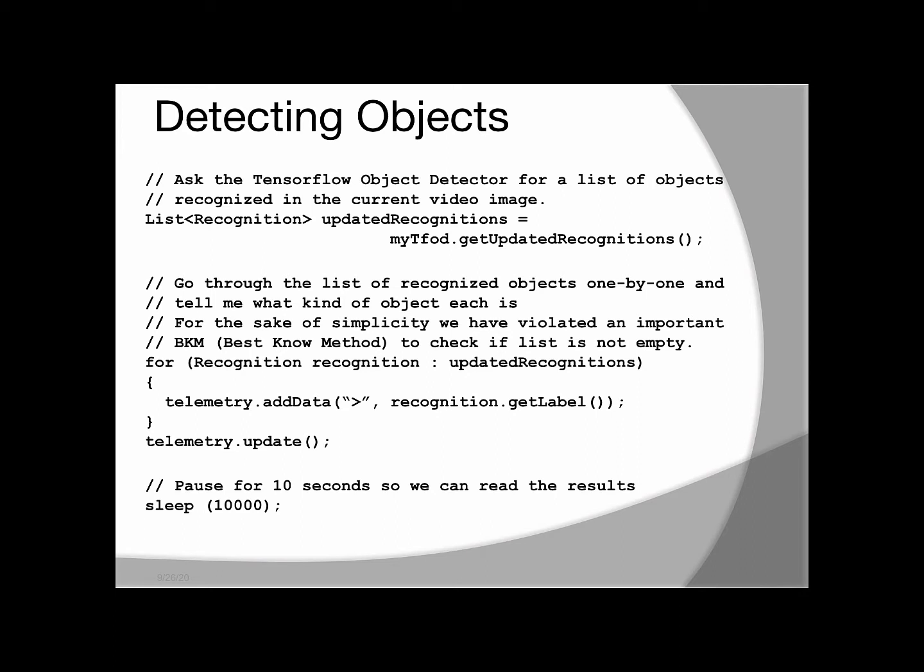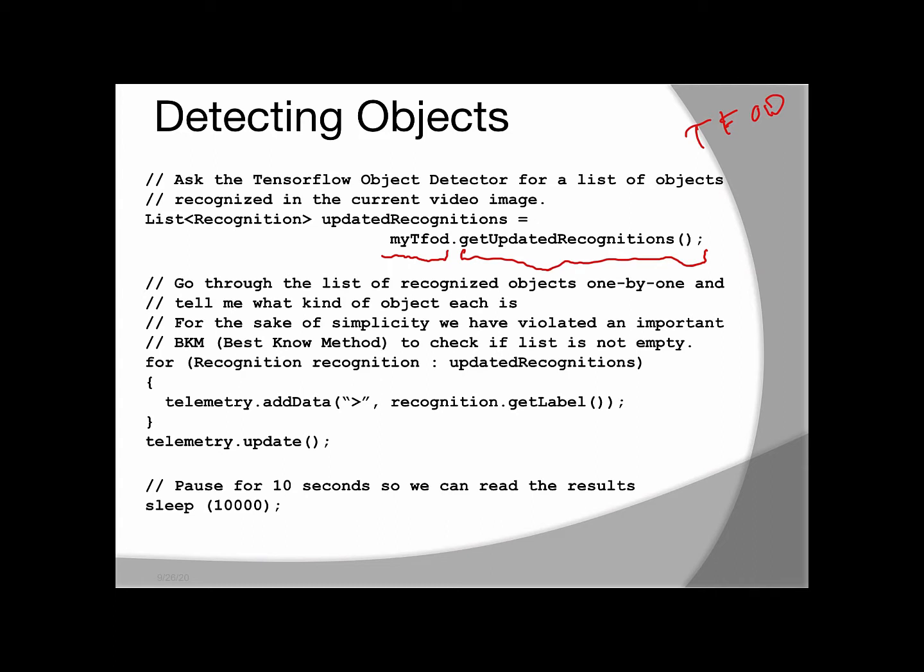One of the things I'm going to do is start out with a TensorFlow object detector. That's where the TFOD part of this name comes from, and that is an object detector engine that I've created in a previous step, and we'll see how to do that in a minute. But I'm assuming here that I have that object detector, and I'm going to ask it a question. I'm going to ask it for some information, and the information that I want is for it to get an updated recognition. So I want to get that list.